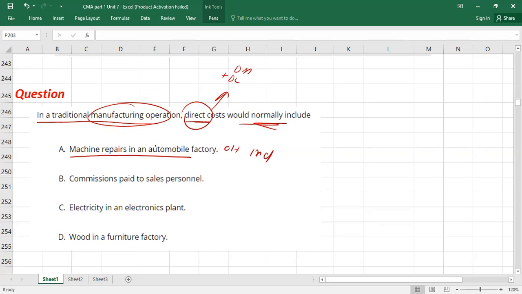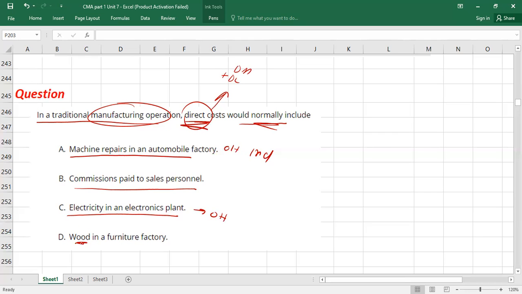The question is about direct cost. Commissions paid to sales personnel. It is not direct, it is a marketing cost, selling and marketing. Electricity in an electronic plant. This is also overhead. Electricity is utilities, it is overhead. So it is not a direct cost.